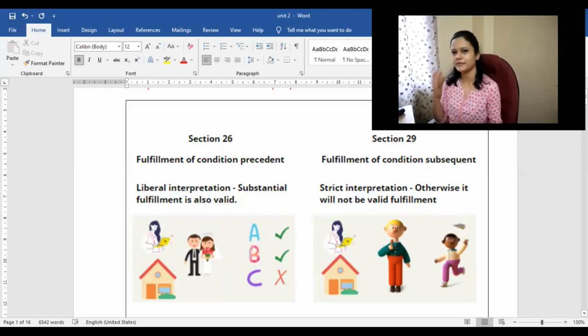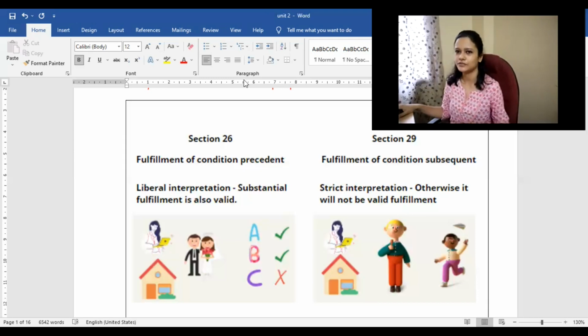So there might be some conditions, but now when is it that we need to fulfill the condition? Is it before they transfer or is it after they transfer? There are 2 different provisions given under the Transfer of Property Act, section 26 and 29. All right, so 26 and 29 basically mention condition precedent and condition subsequent. When is it that we need to fulfill or satisfy the condition which relates to that specific transfer?